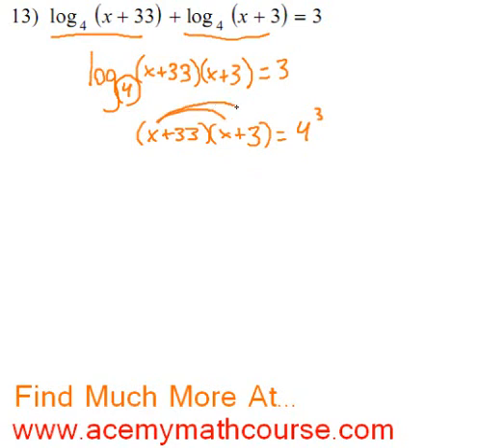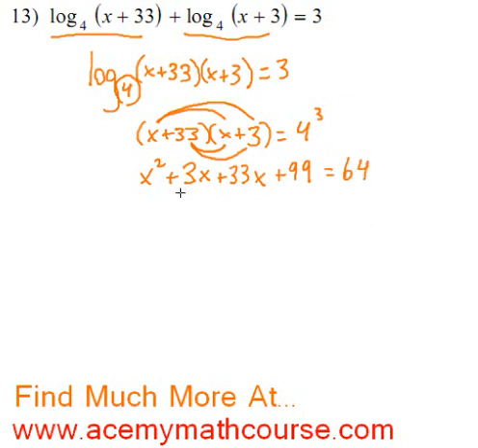I can expand it. So x times x, x squared, x times 3, 3x. Now 33 times x is 33x, and 33 times 3, 99. And that's equal to 4 cubed, which is 64.